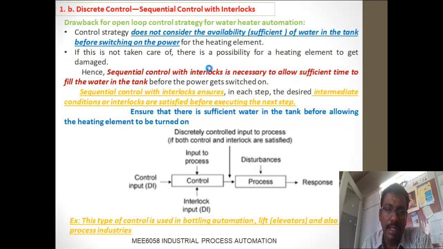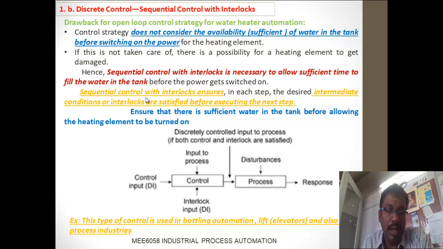But on the discrete control side, what I said is the drawback of the open loop control category: it does not consider the availability of water in the tank before switching on the power. That's a problem. If the temperature of the water comes down, the heater will not check whether sufficient water level is there in the tank or not. It switches on the heating coil in the tank, and the temperature is going to increase. That's a drawback of the open loop category. If this is not taken care of, sometimes the heater gets damaged, or a short circuit happens, or it is spoiled. So that is a problem for discrete control open loop.